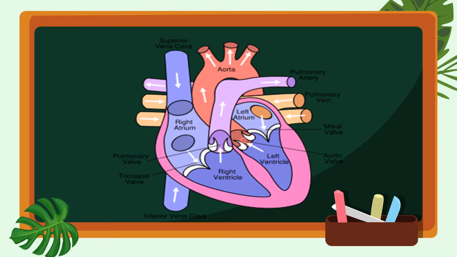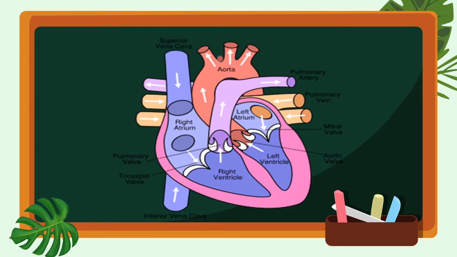Your aortic valve connects our left ventricle and the aorta. The aorta is the large artery that carries the blood throughout your body. The mitral valve connects our left atrium and the left ventricle. The pulmonary valve connects our right ventricle and the pulmonary arteries. The pulmonary arteries are the arteries that carry blood to our lungs for oxygenation. The tricuspid valve connects our right atrium and the right ventricle.